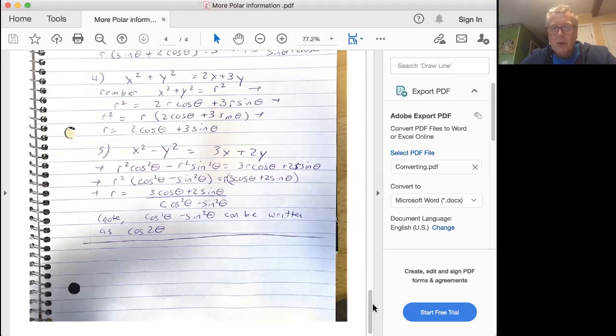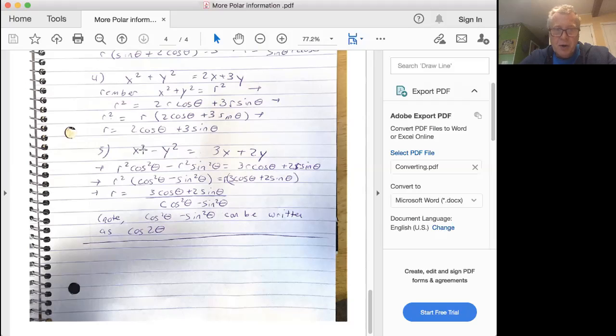So we start out with x squared minus y squared. So that's not r squared. And that equals 3x plus 2y. Now what I can do is I can rewrite x squared as r squared cosine squared theta, and y squared as r squared sine squared theta. So that gives us r squared cosine squared theta minus r squared sine squared theta equals 3r cosine theta from 3x plus 2r sine theta from the 2y.